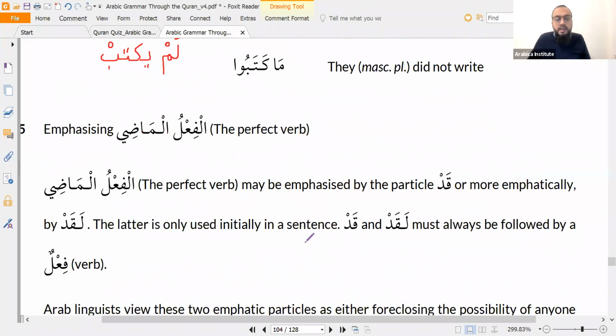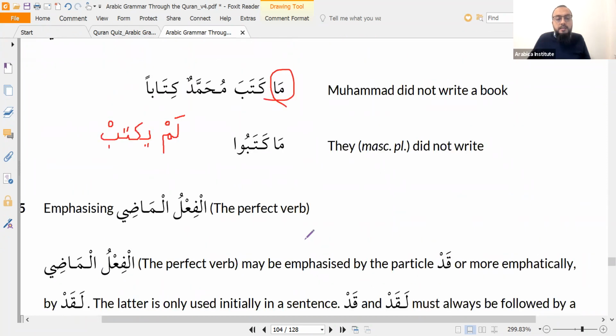Does it have the same meaning? Yes, the two are both simple past. So you say ma kataba. Kataba is like forever, right? And lam yaktub, it's because I remember once I said I didn't finish, and you corrected me not to use ma but to use lam.